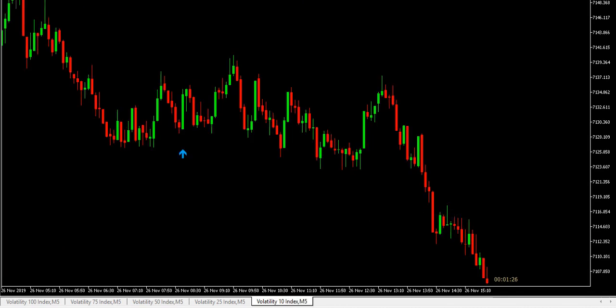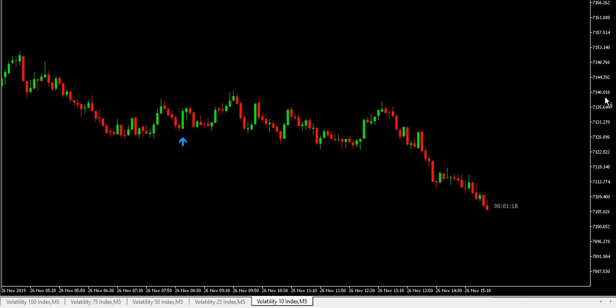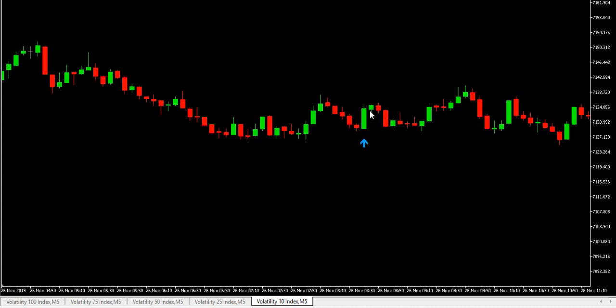The signals are rare, but when you get one, 95% guaranteed, or thereabout, the next two candles will not touch that price. Look at that as an example. This is the signal, guys. The next two candles did not touch, all right?